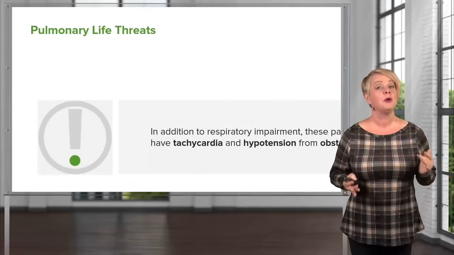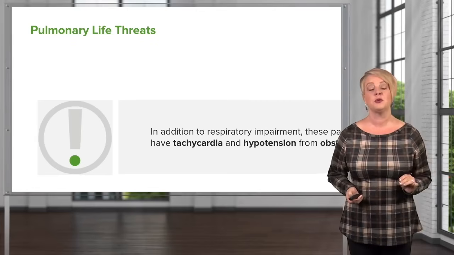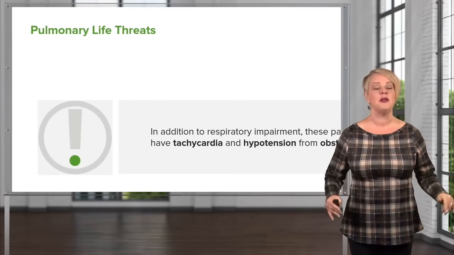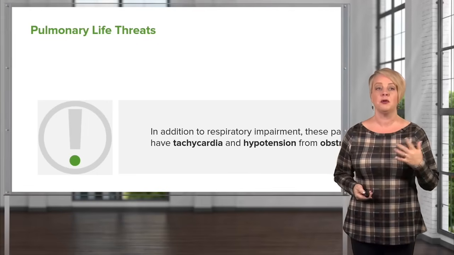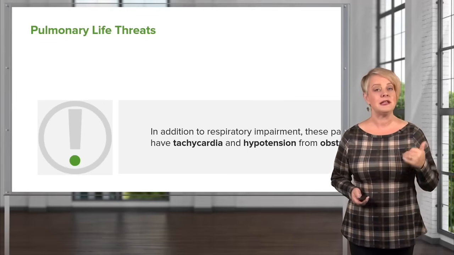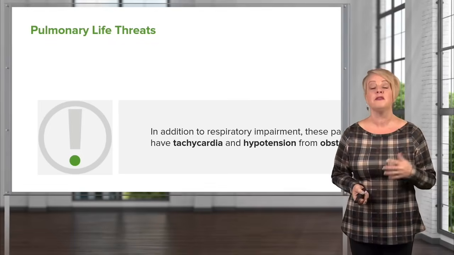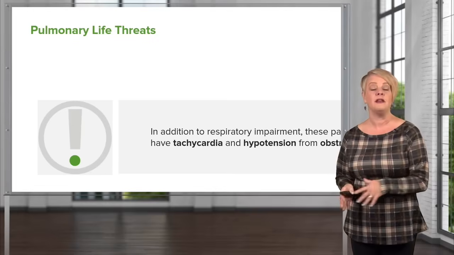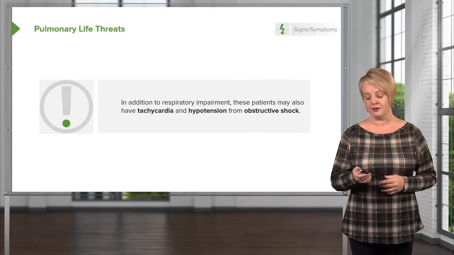So an important thing to remember about tension pneumothorax is it doesn't just affect the lung. In addition to respiratory impairment, our patients are going to have shock. So I already mentioned that you have impaired venous return. You have mechanical compression of the heart. This is going to prevent normal cardiac output from taking place. So these patients are going to be tachycardic, they may be hypotensive, and tension pneumothorax represents a form of obstructive shock. So we want to look not only for evidence of pulmonary compromise, but also for evidence of circulatory compromise in our patients with tension pneumo.